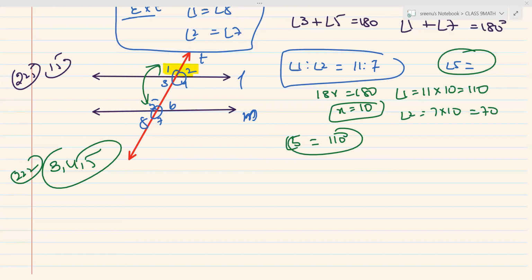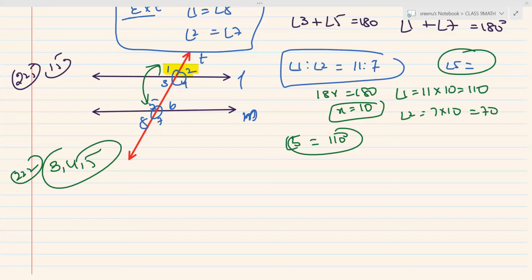The fifth asks to find angle 3. Here, what is given? Actually, angle 3 is equal to Y and Y is equal to X. X is 120. Okay, fine. When the lines are parallel, the corresponding angles are equal.